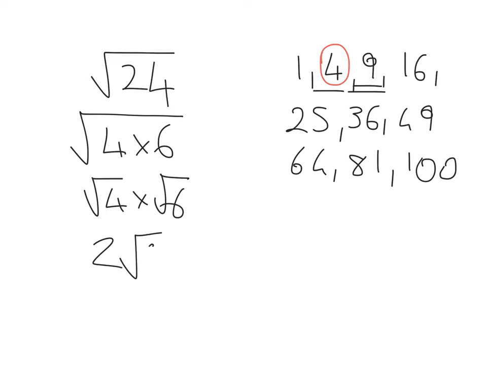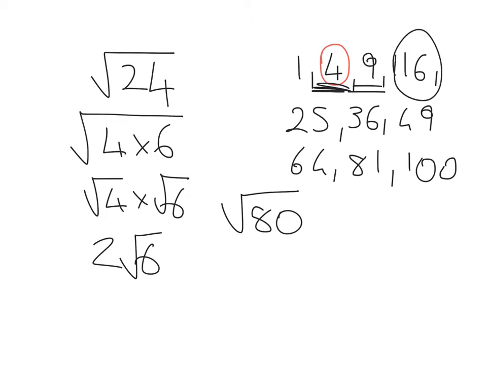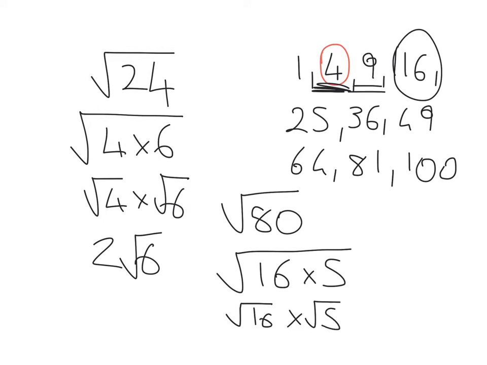Next one, root 80. Now if we look at the list, then we can take 4, but we must take the number which is the biggest factor, and that's 16. So take your time and have a think about it. 16 fits into 80 5 times. So that's square root of 16 times 5, square root of 16 times square root of 5, which is 4 root 5.